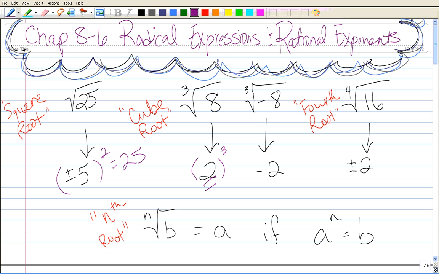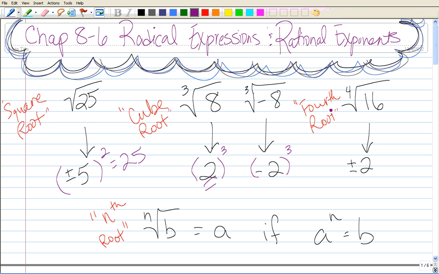The cube root of negative 8, we can take the cube root of a negative number, because what negative number multiplied by itself 3 times will give me negative 8? Well, negative 2 cubed will give me negative 8. Negative 2 times negative 2 is positive 4, but times negative 2 again is negative 8. So the cube root of negative 8 is negative 2.